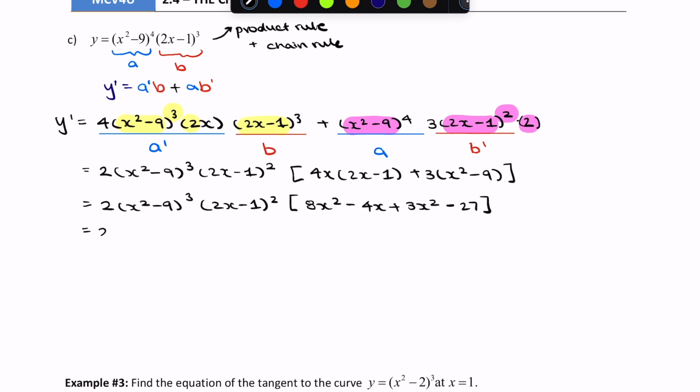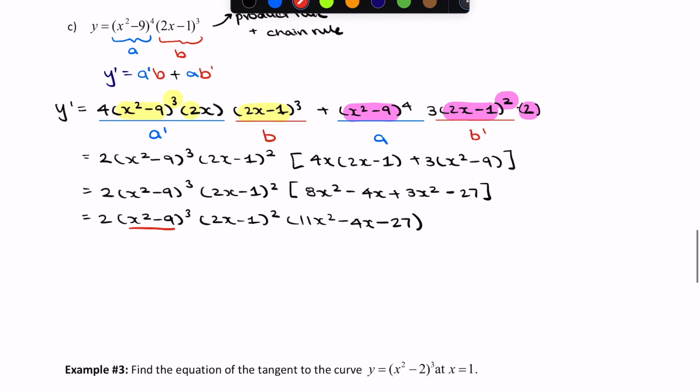So here we have (2x squared minus 9) to the power of 3, (2x minus 1) squared, and here we add like terms. We have 11x squared minus 4x minus 27.